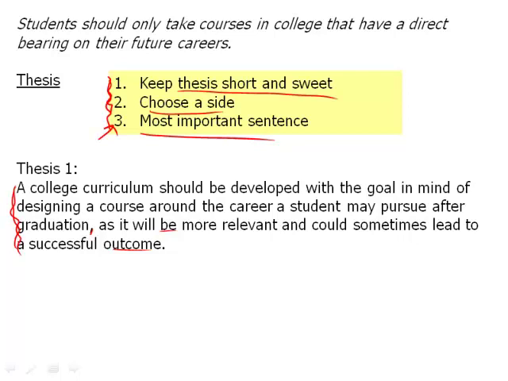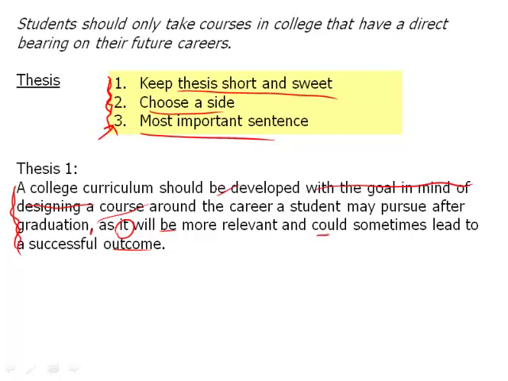We talked about in another video, when you write, you want to be as concise as possible. Look at this: a college curriculum should be developed with the goal in mind of designing. Well, a college curriculum should be developed around the career of a student. We can get rid of all this extra jargon right here, as we're going to do in a second. So already it's not short and sweet. Then it has this comma here, as it will be more relevant. What is it? Is it the college curriculum? Is it the career? Is it what's going on? So it's a little bit vague.